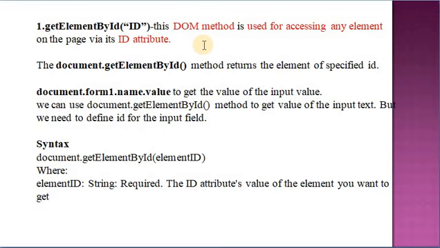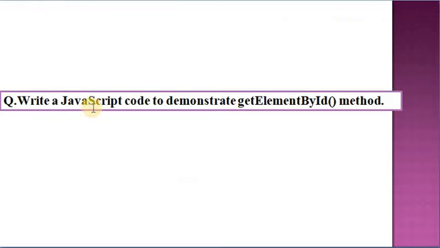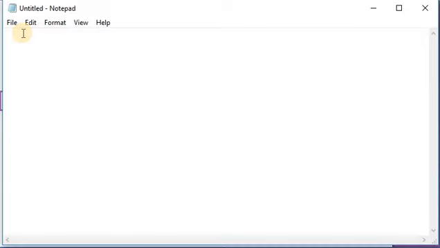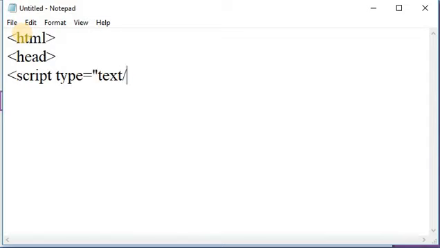Next point is the example. Write a JavaScript code to demonstrate the getElementById method. Let us see the code related to that method. First of all, take the notepad file. In that notepad, here I am taking the usual tags, that is HTML, head and script tag. In that script tag, here I am typing the script type as text/JavaScript.